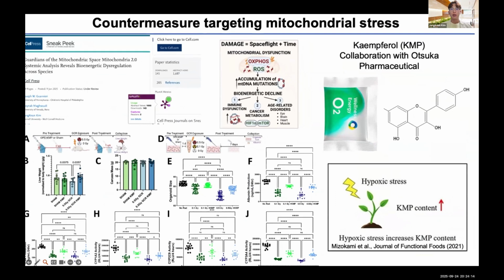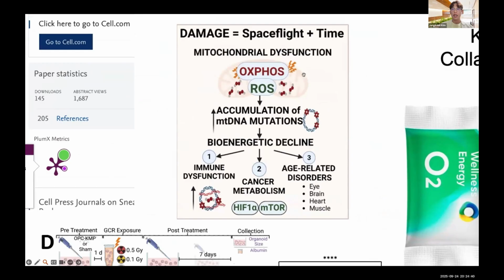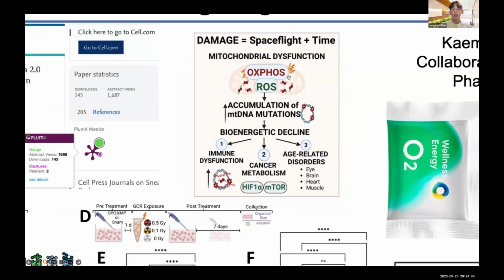We started to collaborate with Oscar Pharmaceutical to utilize kaempferol to counteract this effect. Kaempferol has been found in plants living at high altitude where there is hypoxia, so the oxygen concentration is low. Kaempferol is known to increase oxygen utilization. So we are using kaempferol to counteract the decreased oxygen consumption in space.